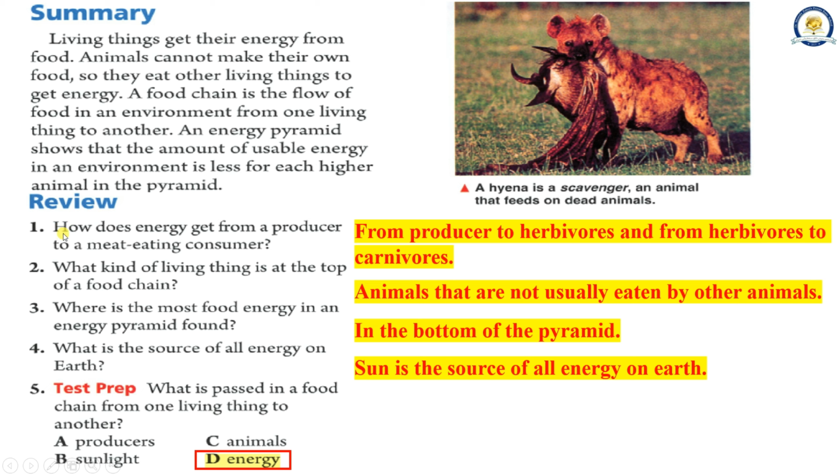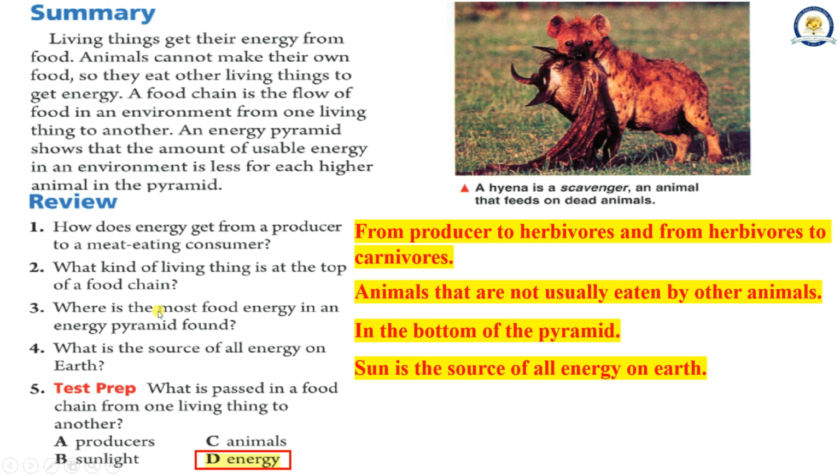Review. 1. How does energy get from a producer to a meat-eating consumer? From producer to herbivores and from herbivores to carnivores. 2. What kind of living thing is at the top of a food chain? Animals that are not usually eaten by other animals.